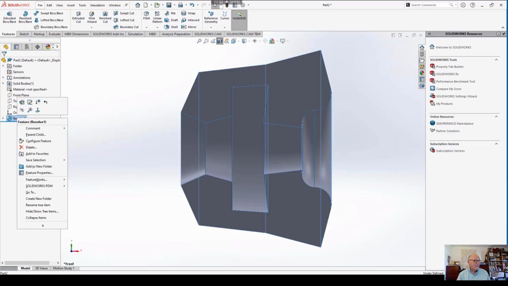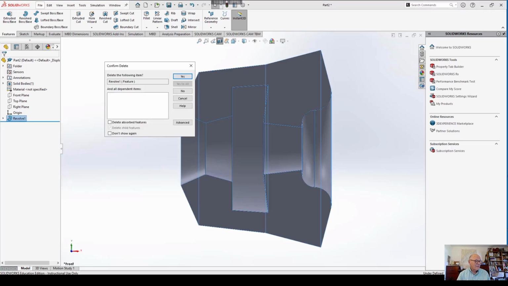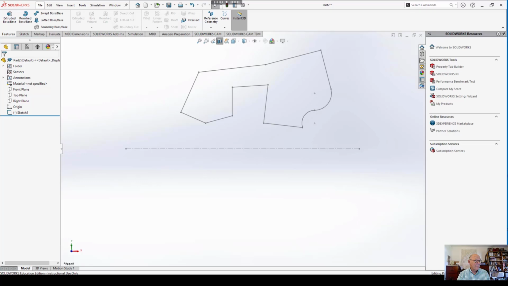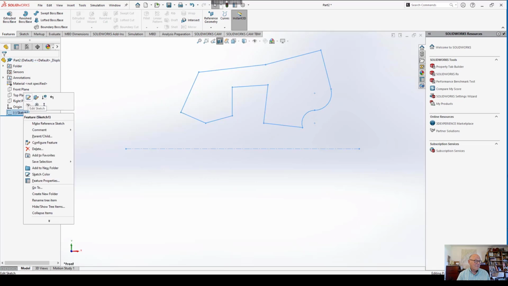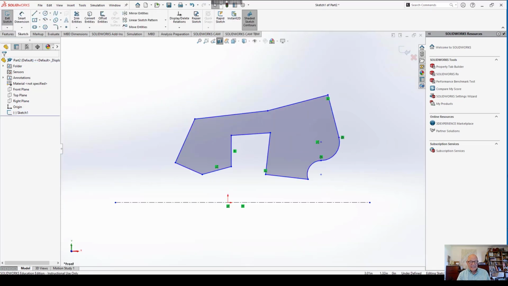In fact, let me just get rid of the revolve. I'm going to right-click on the revolve, and I'm going to delete it. That's going to leave me with just the sketch. I'm going to right-click on the sketch. You notice there's a negative because it's not fully defined. You don't have to fully define it. So it's got to be shaded.